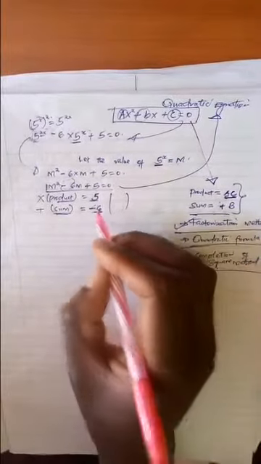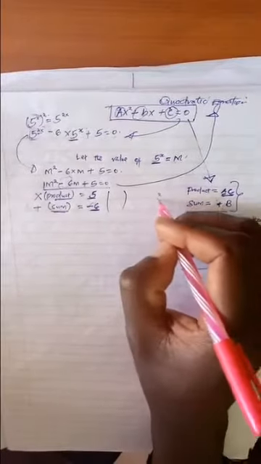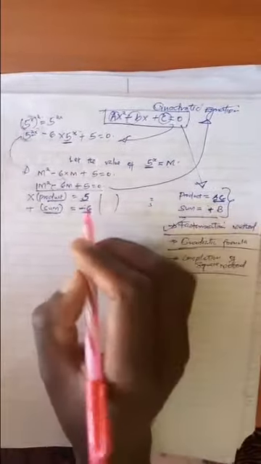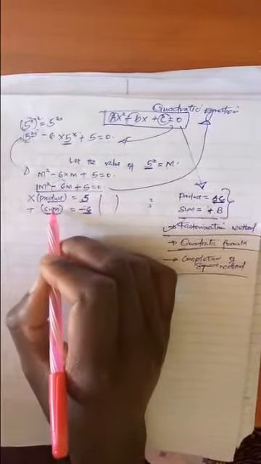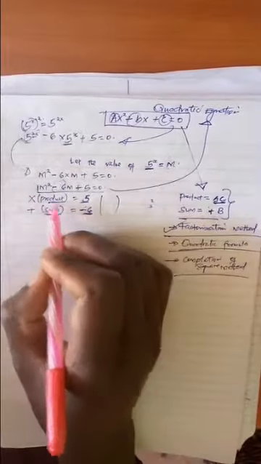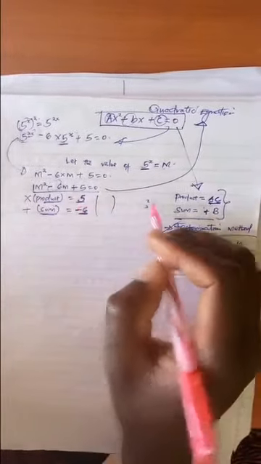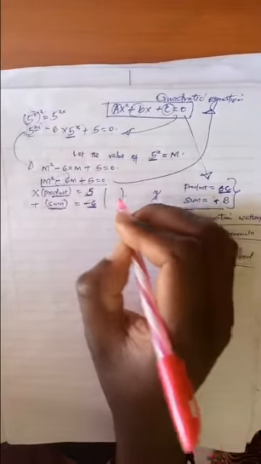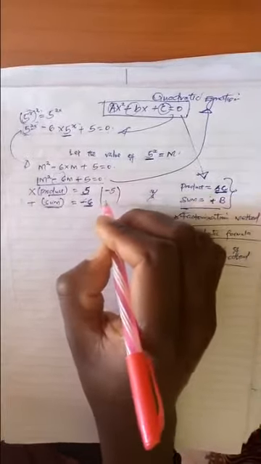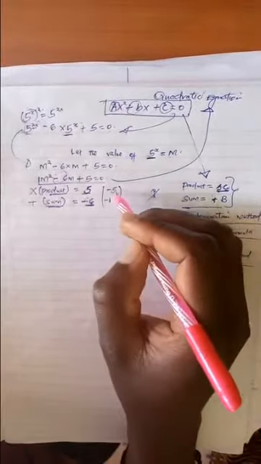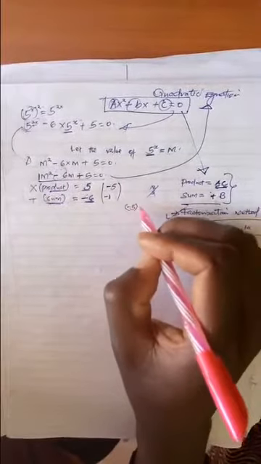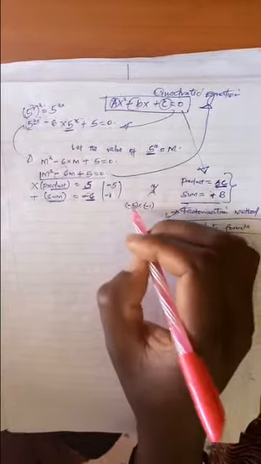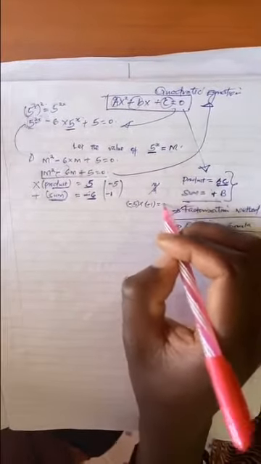So you can't take 2 and 3, because when you add these, the sum will be 5, and when you multiply them, the product will be 6. So they can't apply here. But the numbers that will apply will be -5 and -1, such that when you multiply -5 by -1, the sign will cancel, because negative times negative is always positive.